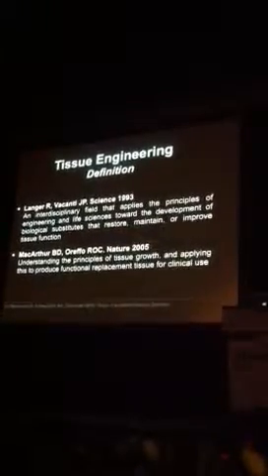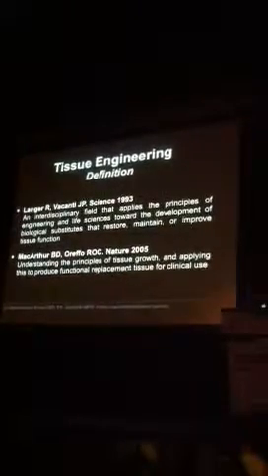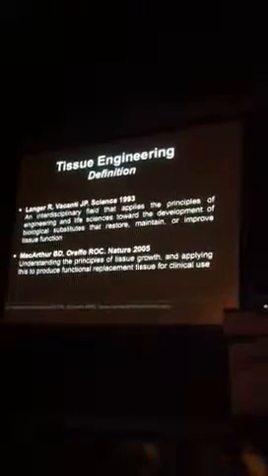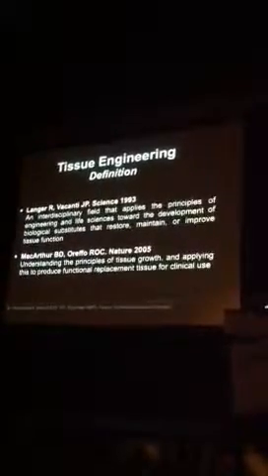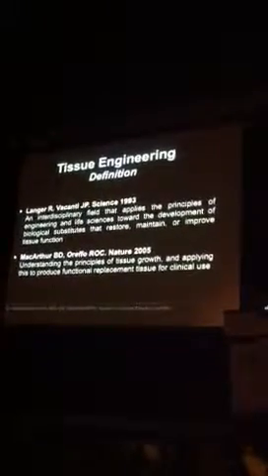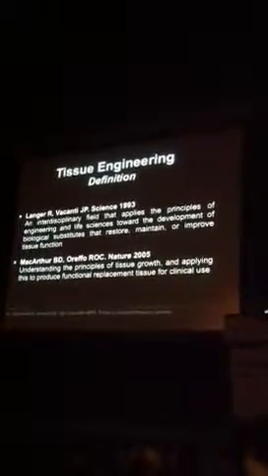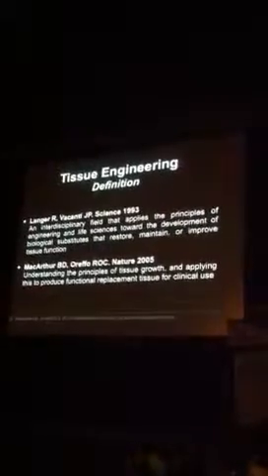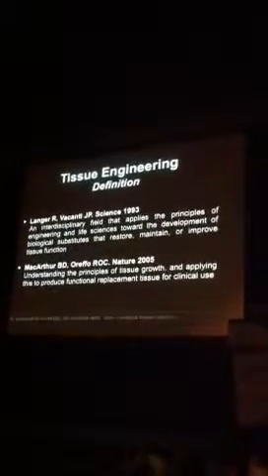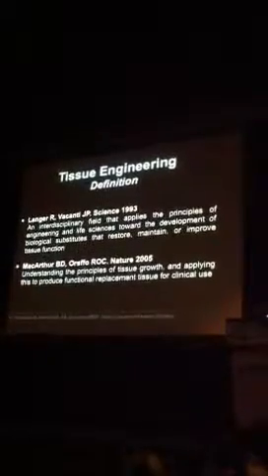It was defined by two individuals. Langer, in the Journal of Science in 1993, defined it as the interdisciplinary field that applies the principles of engineering and life sciences toward the development of biological substitutes that restore, maintain, or improve tissue function. A more summarized definition by MacArthur in the Journal of Nature in 2005 stated that tissue engineering is basically understanding the principles of tissue growth and applying this to produce functional replacement tissue for clinical use.